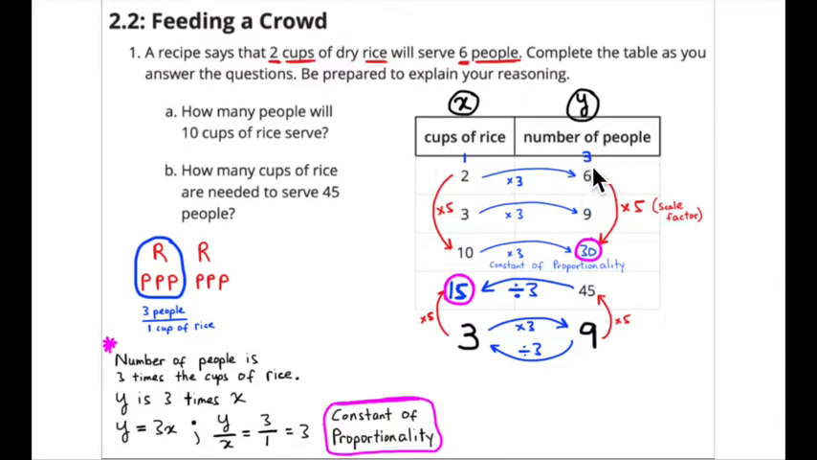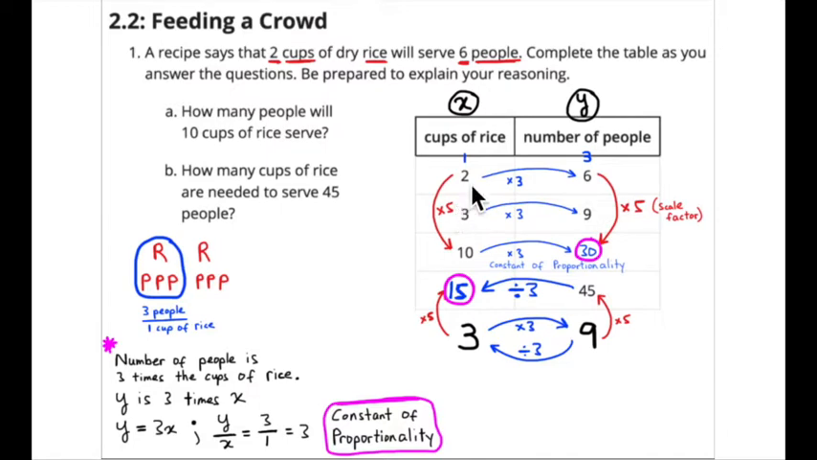So the y column is 3 times. The number of people served is 3 times the number of cups of rice that you have. So the y column is 3 times the x column. So 2 times 3 is 6. 3 times 3 is 9. 10 times 3 is 30. And then we're going to get down here where you know the value of the number of people. So how many cups of rice do you need?